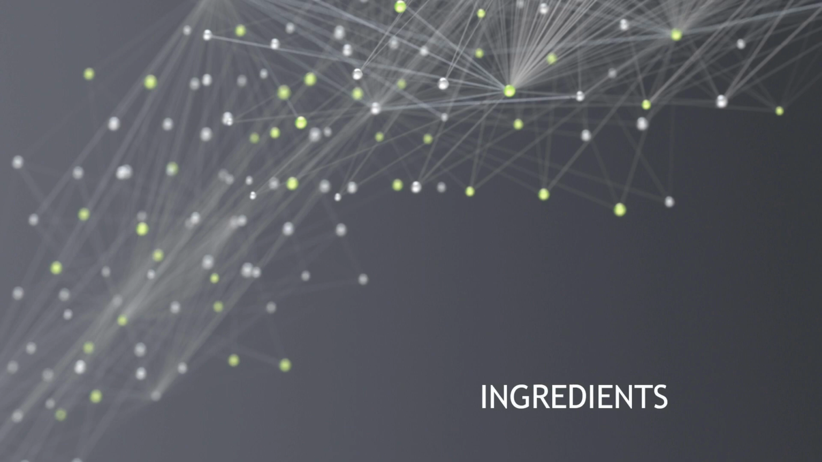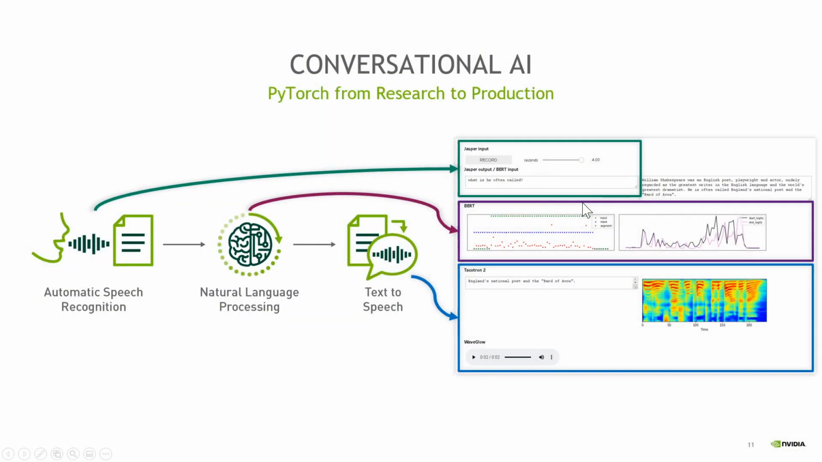So let me now talk about the ingredients, that is the neural networks, the PyTorch framework, and TRTIS Inference Server. Our conversational AI system consists of three parts, that is automatic speech recognition, natural language processing, and text-to-speech system. And each of these parts has a corresponding area in our conversational AI demonstration.